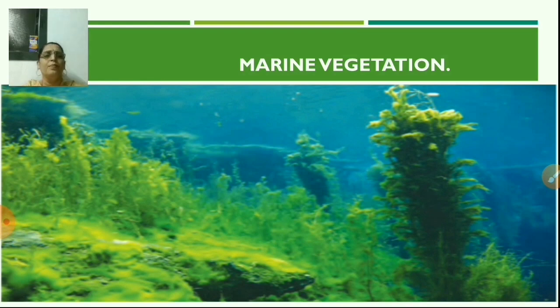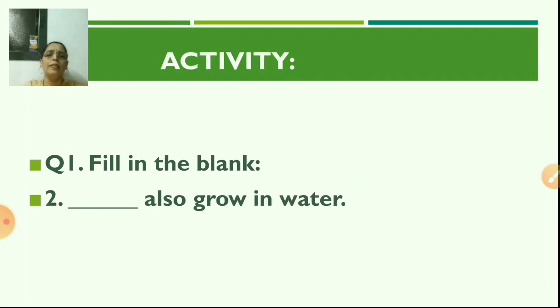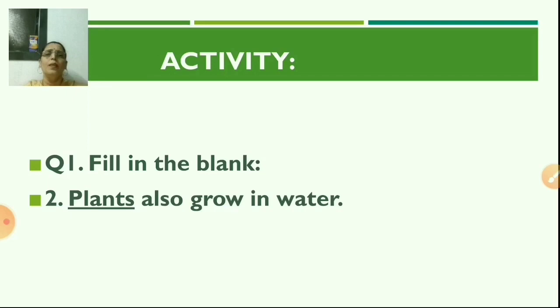Okay. Now the next activity. Question first, fill in the blank. Forests or grasslands are the habitats for many dash. The answer is animals. Forests or grasslands are the habitats for many animals. Okay. Now the next, second fill in the blank. Dash also grow in water. Plants also grow in water.